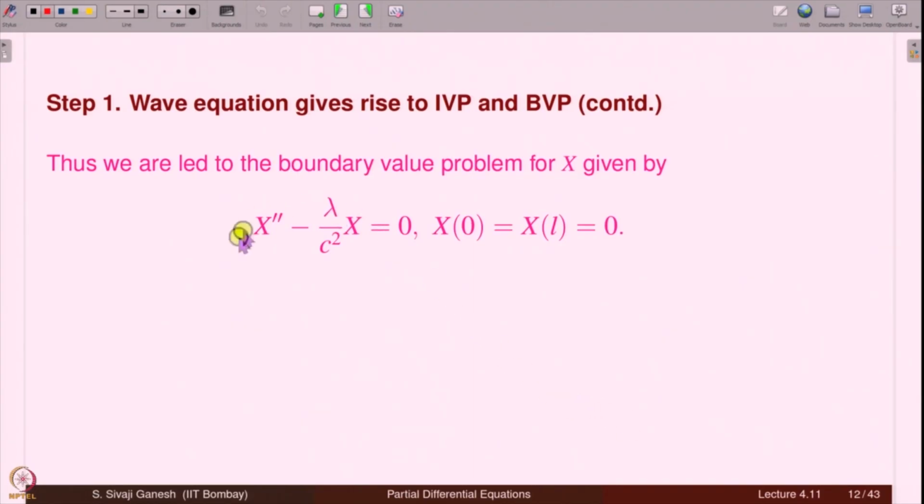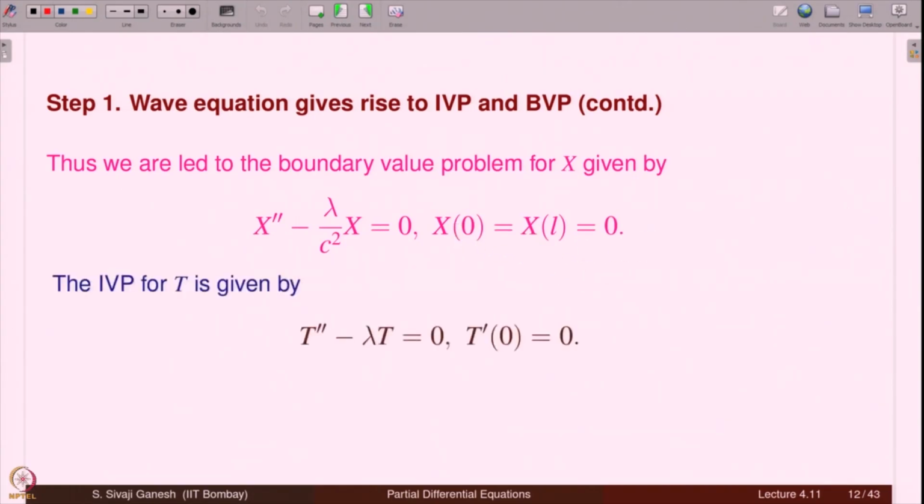Therefore, we have the ODE that we have already obtained. Now, we have got the boundary value problem. These are the boundary conditions. And the IVP for T is given by T double dash minus lambda T equal to 0 and T prime 0 equal to 0. Of course, there is one more initial condition that I cannot apply, that is namely u of x 0 equal to phi x. We have the second one, which is u t of x 0 equal to 0. So, in that if we substitute u equal to X of x into T of t, we get T prime 0 equal to 0. So, this is one initial condition for T.